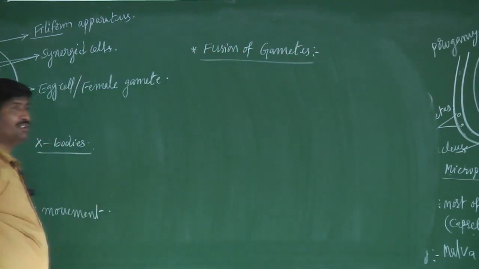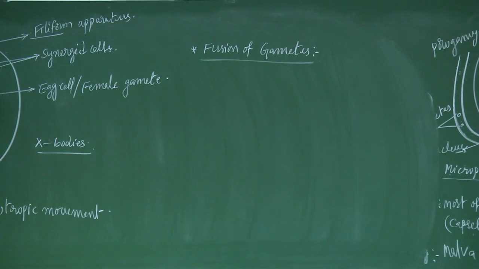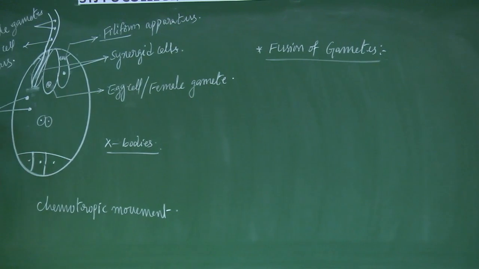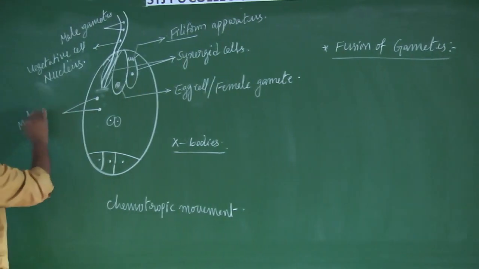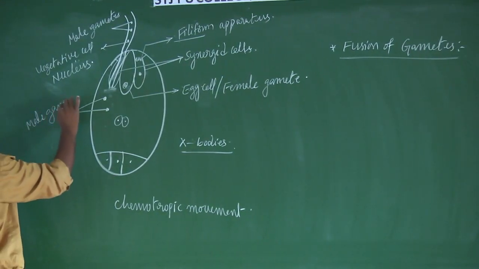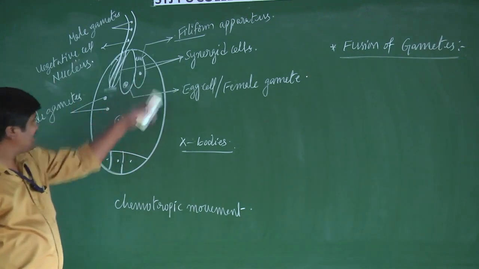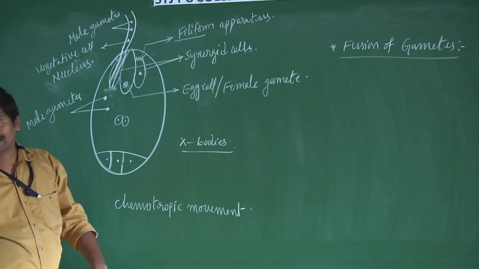Fusion of gametes. Here, how many male gametes are there in total? The two male gametes are released inside of the embryo sac. In total, two male gametes are released in the structure of the embryo sac.